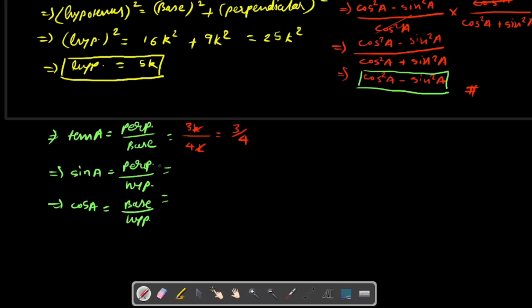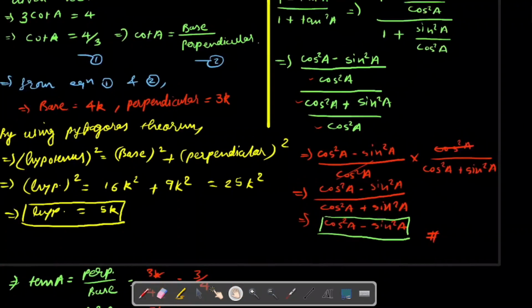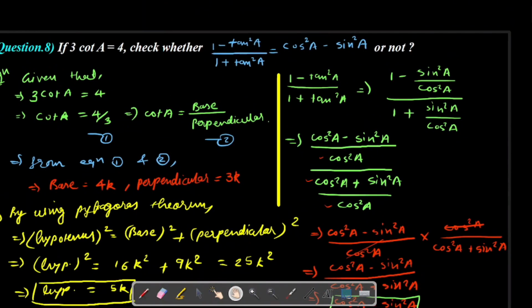Now similarly, for sin A, perpendicular is 3k and hypotenuse is 5k. k cancels out and we are left with 3 by 5. Similarly, the base is 4k and hypotenuse is 5k, so k will cancel out and we are left with 4 by 5. Now that we have the values of all three trigonometric ratios used in our equation, we just have to put all these values in our equation.